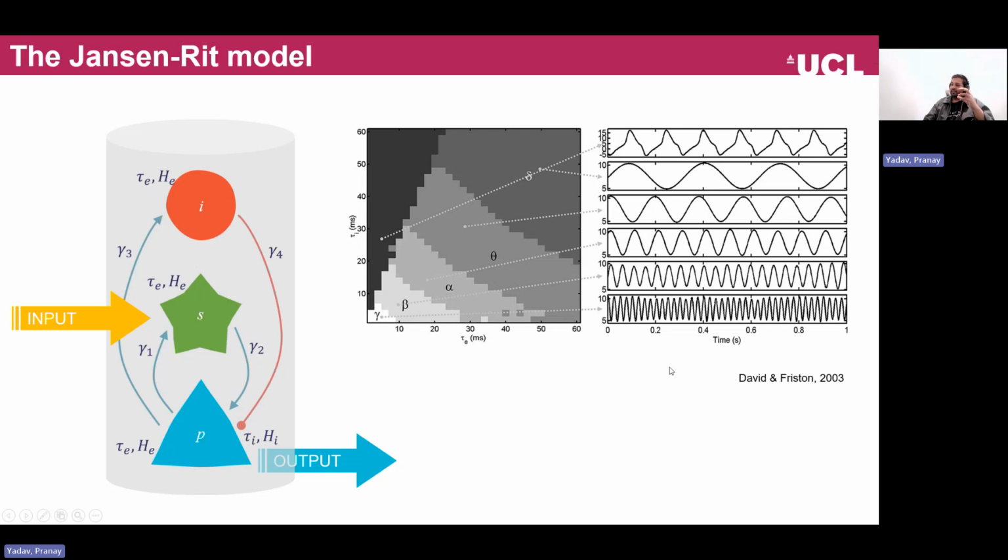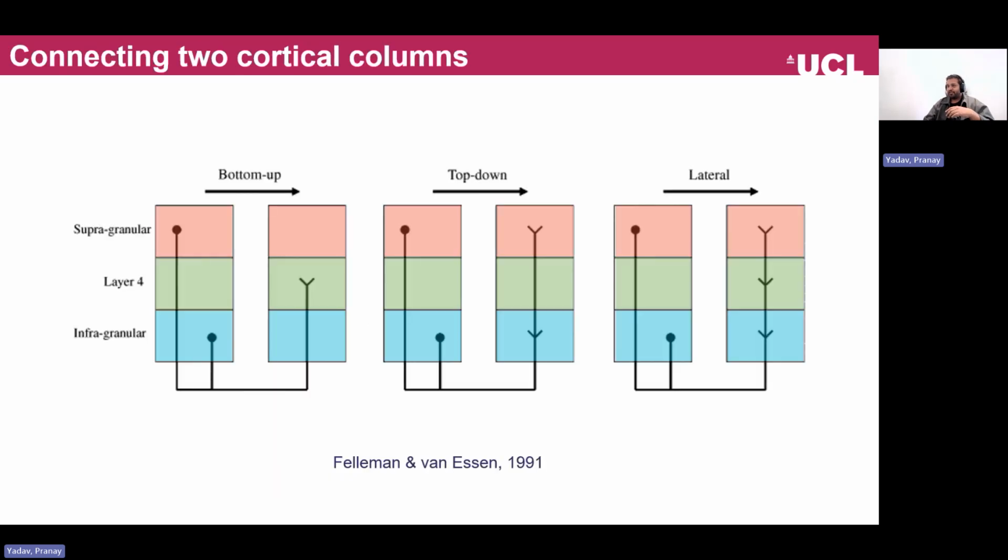Now, these dynamics are even richer if each of the populations receives extrinsic connections from other cortical sources. So that brings us to the question of how do we connect two cortical columns? In 1991, Felleman and Van Essen studied a lot of different cortical microcircuits and came up with three different motifs of how two regions in various hierarchies are organized. These are the bottom up, top down, and lateral connections.